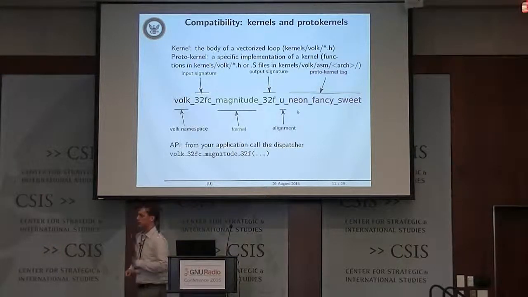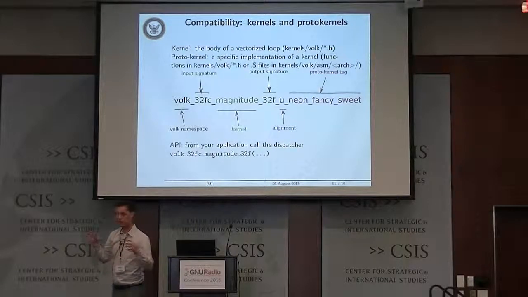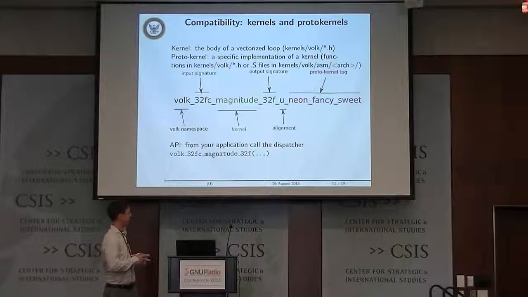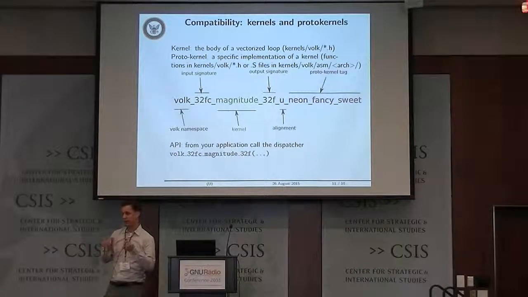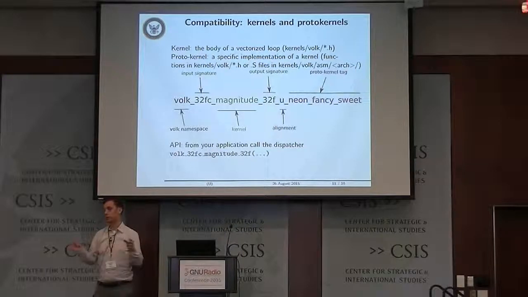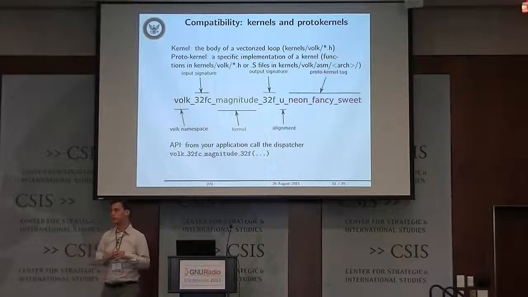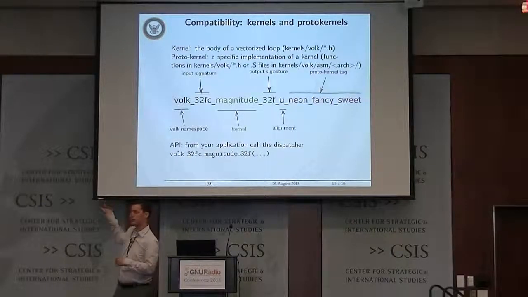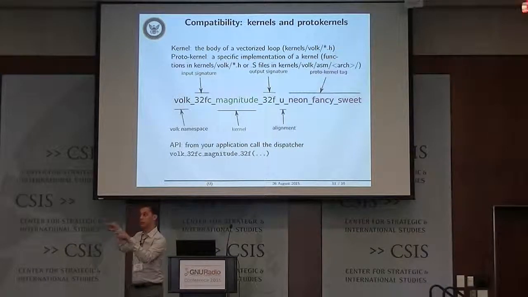So here's the naming scheme for Volk kernels. I actually just realized I didn't define kernel or protokernel. A kernel is just an operation that you want to do. So a dot product, like a real dot product, is a kernel. The kernel name here is 32fc_magnitude_32f. And then this is the protokernel name that includes the Neon fancy suites.